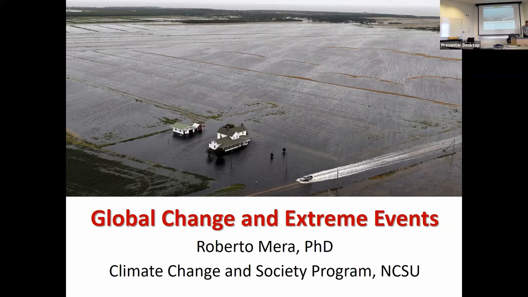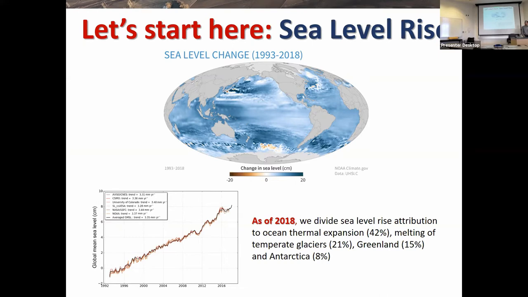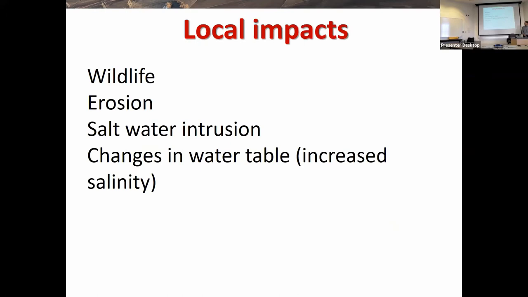So we'll start with sea level rise, and this is a pretty clear signal of climate change. We can divide its attribution due to the thermal expansion of the ocean and melting of the glaciers on the continents, as well as Greenland and Antarctica. And our local impacts here are obviously on wildlife, erosion, and saltwater intrusion, which is very clear in the changes in the water table and increased salinity, potentially in the future.